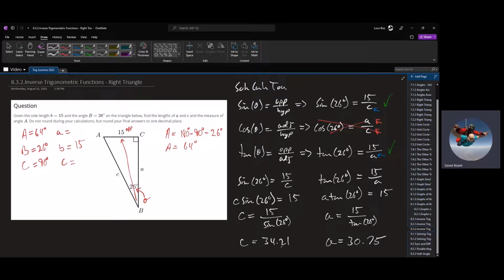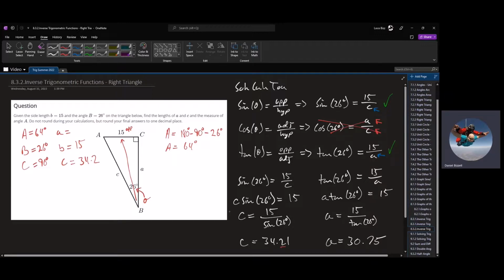So now we can do our rounding that it tells us to do at the end. So for C, we get 34.2. The 1 rounds down, so since we're rounding to one decimal place, we just end up with 34.2. And then for A, since we're rounding again to the first decimal place, the 5 causes us to round up, so we've got 30.8.